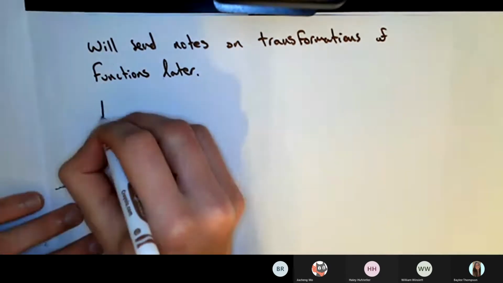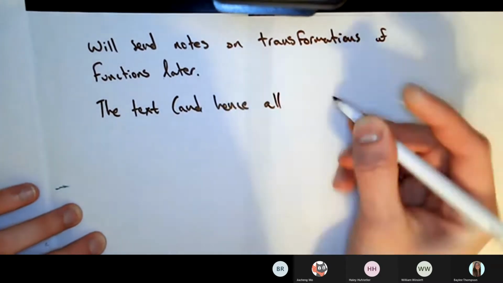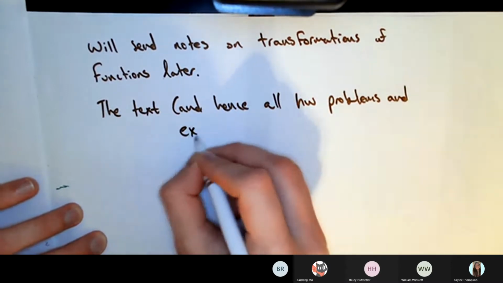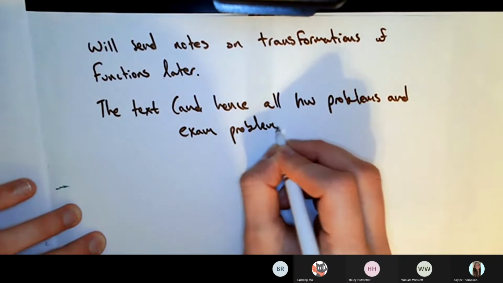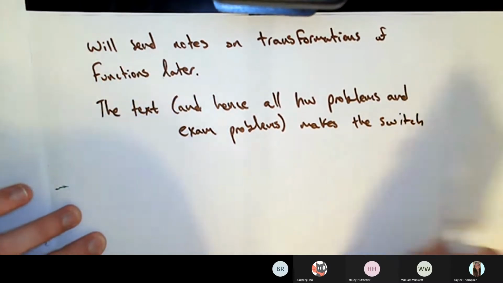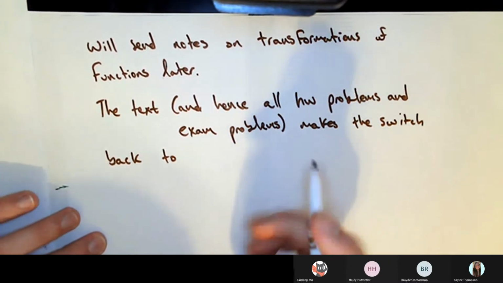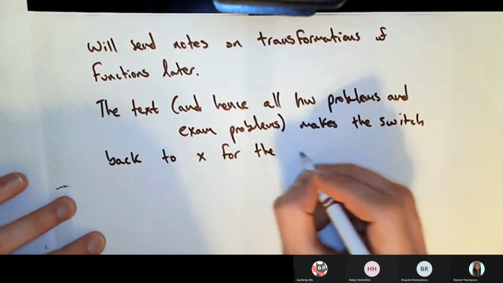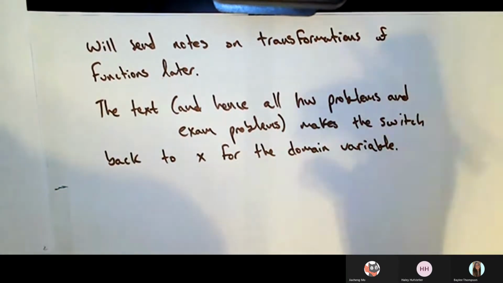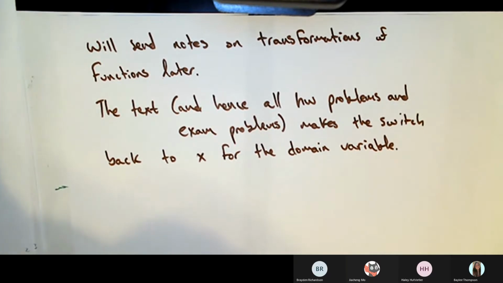Something else I need to note here is that the text, and hence all homework problems and exam problems, because the exam problems come from the text, makes the switch, even though it's dumb to do this, makes the switch back to x for the domain variable. And we're going to have to play along with that because we're using WebAssign, which pulls problems straight from the text. It's just one of those things that we just have to put up with.